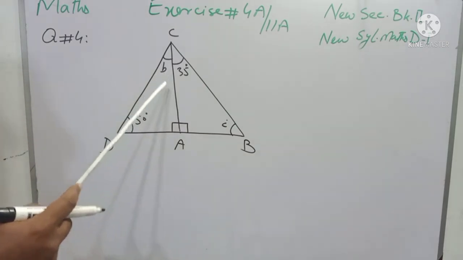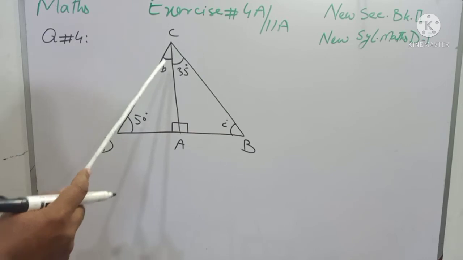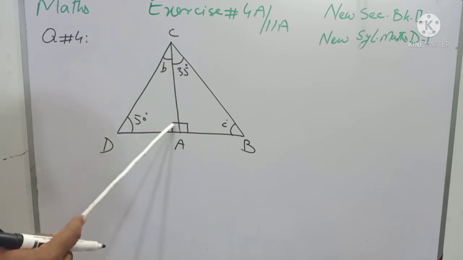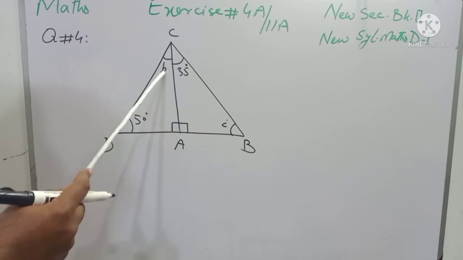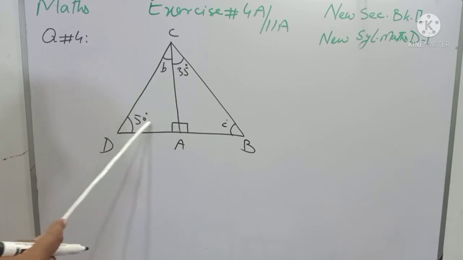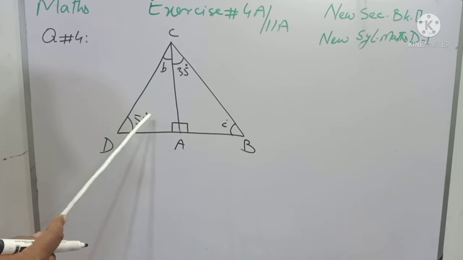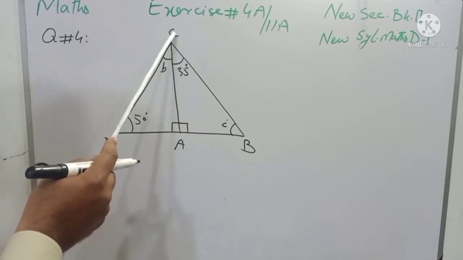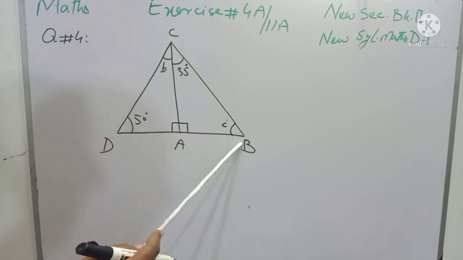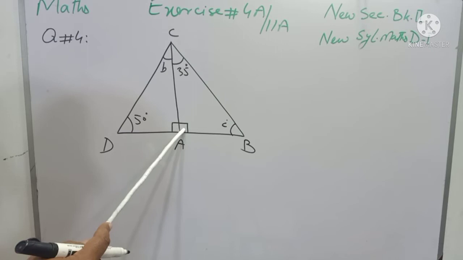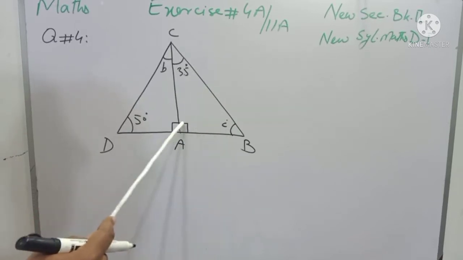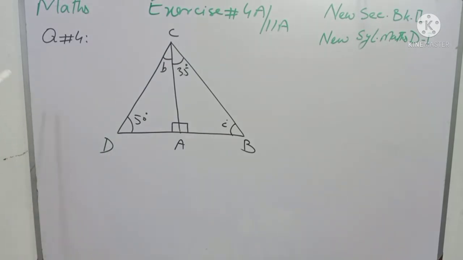And in this left side triangle CAD, this angle is a right angle, and we will apply the formula that the sum of angles in a triangle is equal to 180 degrees, and when we sum up three angles it will be equal to 180 degrees. Then we will discuss triangle CAB, in which angle A is a right angle, and again we will apply the same formula, the sum of angles in a triangle is equal to 180 degrees.